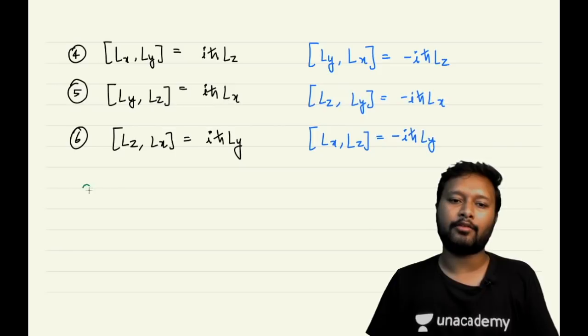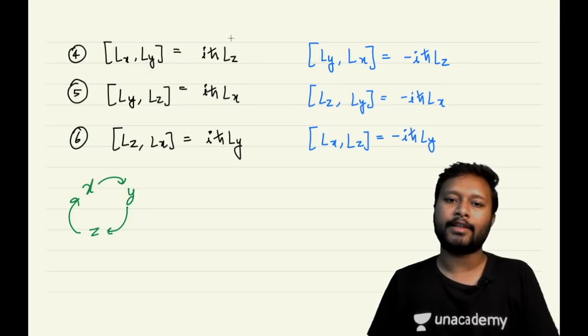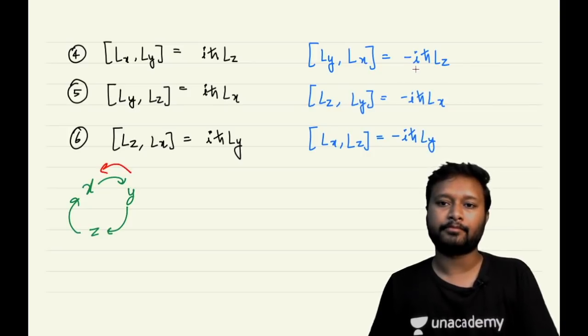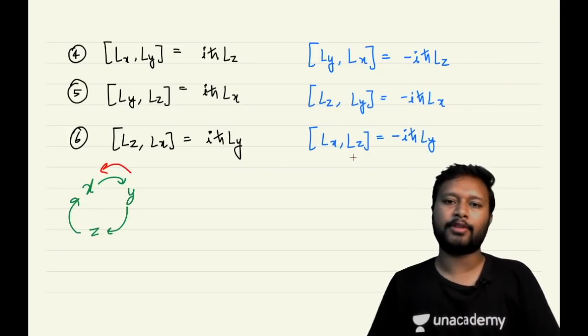Remember, the cycle goes like this: x to y and then y to z. So if you are going from x to y, z is remaining, so z comes here. From y to z, x is remaining, so x comes here. If you are going along with the cycle, that's fine. If you are going in the reverse direction, that is from y to x, then the minus sign will come. So this is how this has to be done.